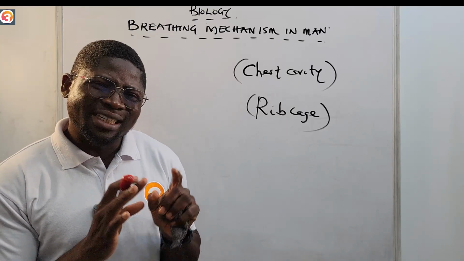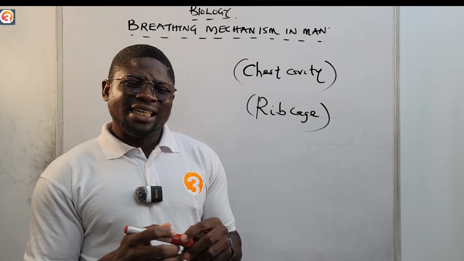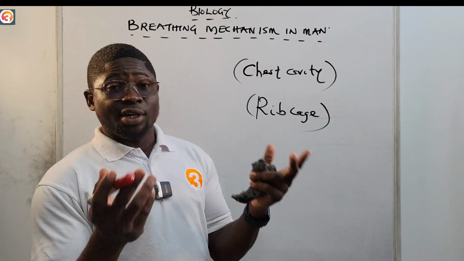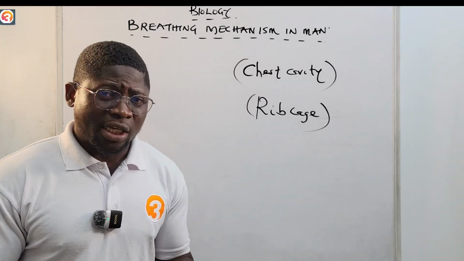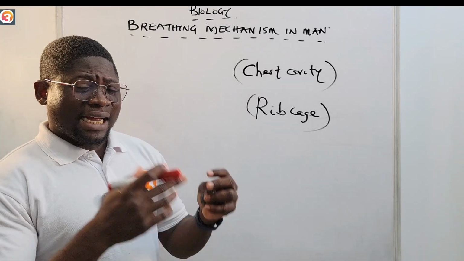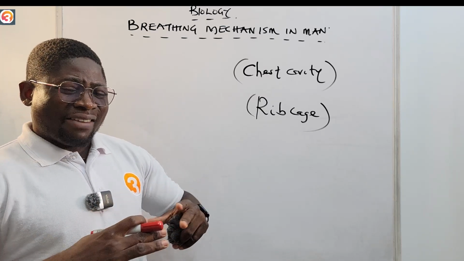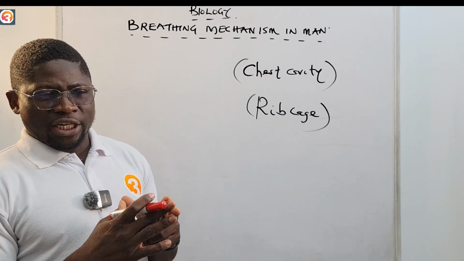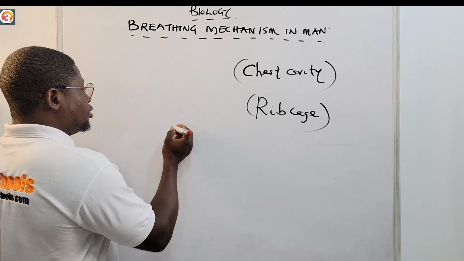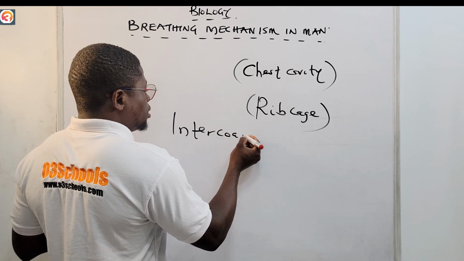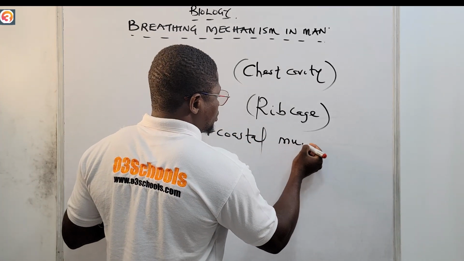In between this rib cage there are layers of muscles. There are two layers of muscles, most importantly, but there's a third one which I'm going to add to it. Let me just say there are three layers of muscles found in between this rib cage. These layers of muscles are called the intercostal muscles.